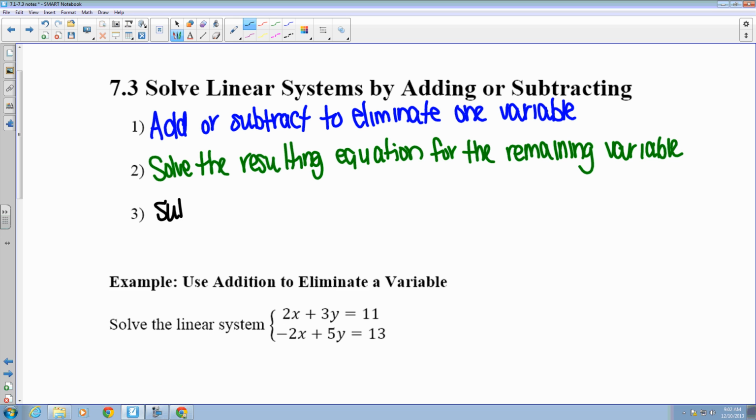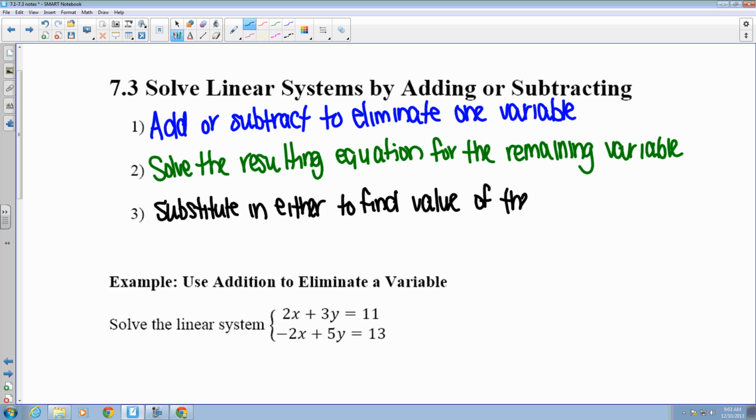And you're going to substitute in either one to find the value of the eliminated variable, the one you got rid of in the first step.